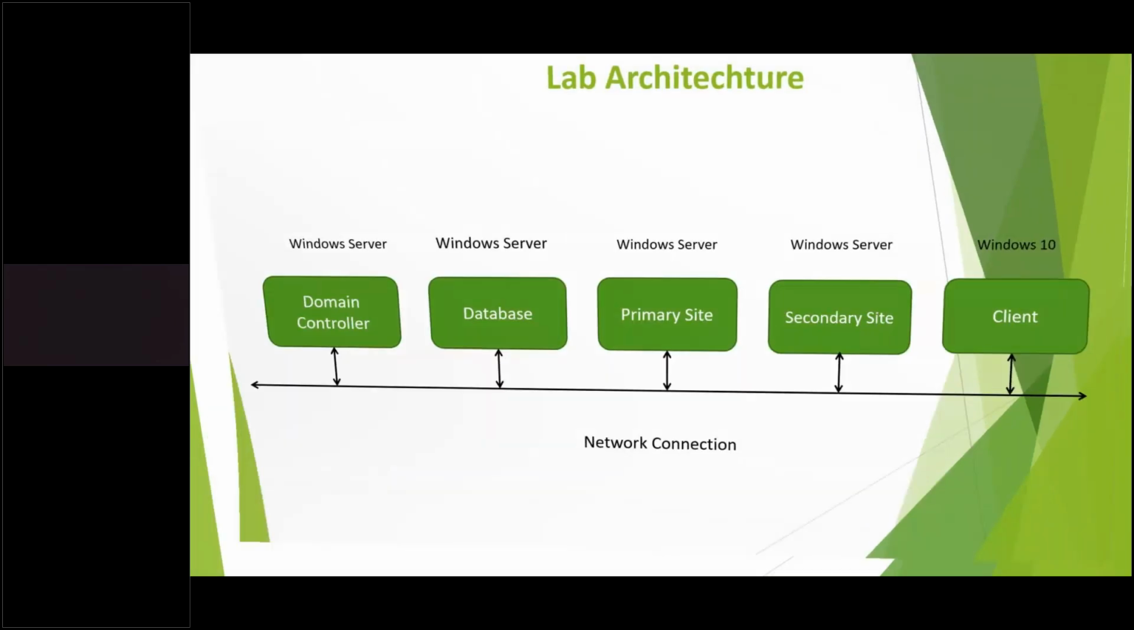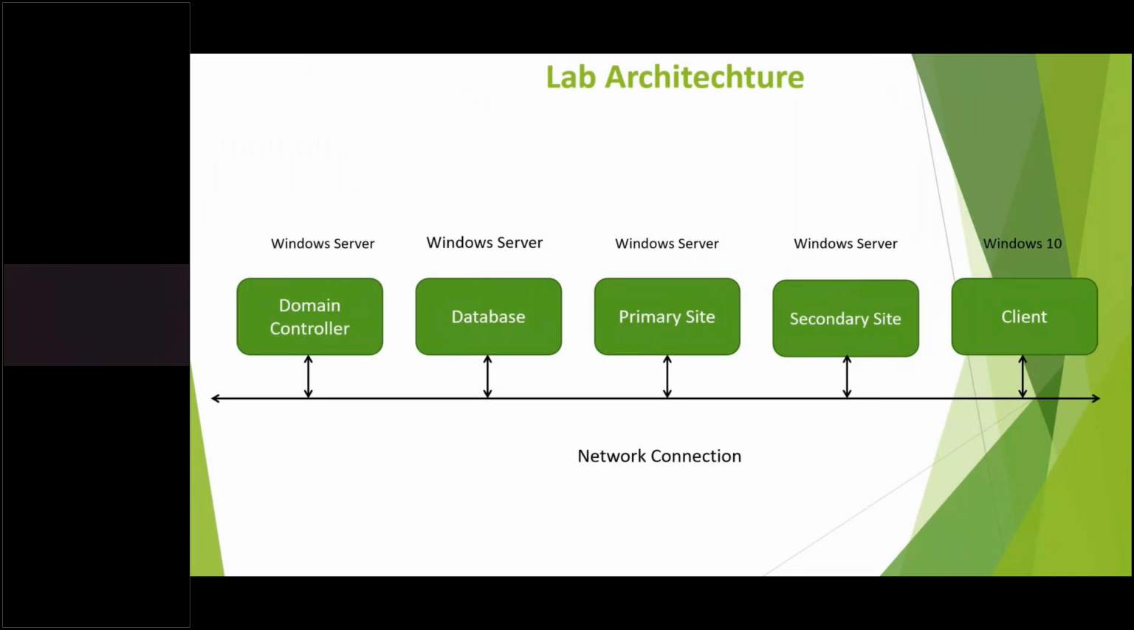Now the lab architecture will be like this. We will have one network connection, and we will have some machines. We will have a domain controller, database, primary site, secondary site, and one Windows 10 computer. All will be on the same network so that they can talk to each other.